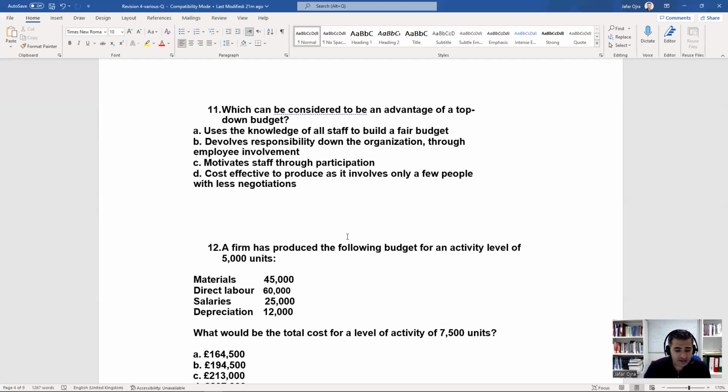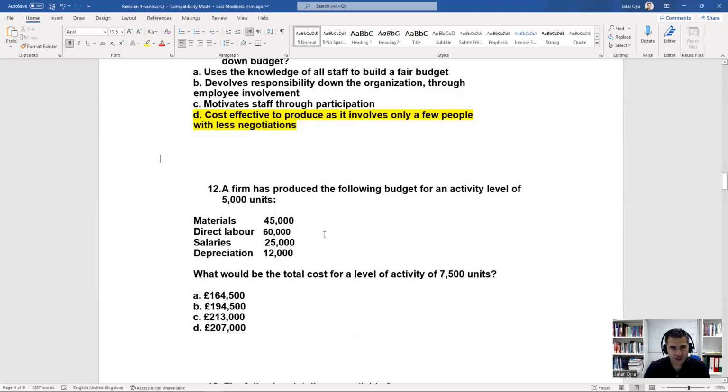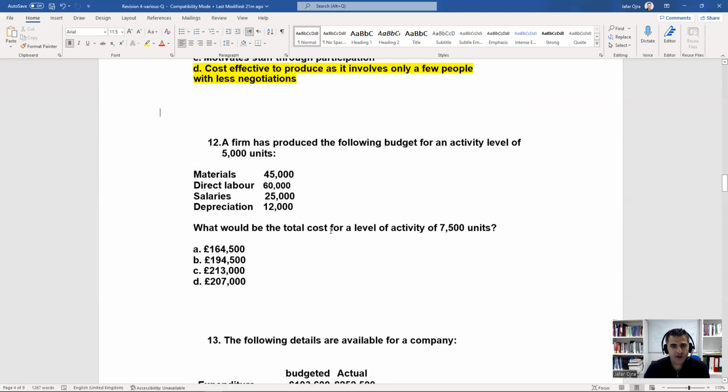A top-down budget is imposed, as I mentioned, by senior management, and it's less likely to have many iterations with long negotiations between staff. So if you look at the advantages among A, B, C, D, we are going to go with D, which is cost effective to produce, as it involves only a few people with less negotiations.